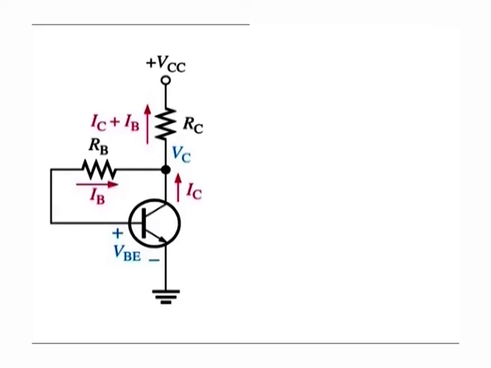If IC tries to increase, it drops more voltage across RC, thereby causing VC to decrease. When VC decreases, there is a decrease in voltage across RB, which decreases IB. The decrease in IB produces less IC, which in turn drops less voltage across RC and thus offsets the decrease in VC.